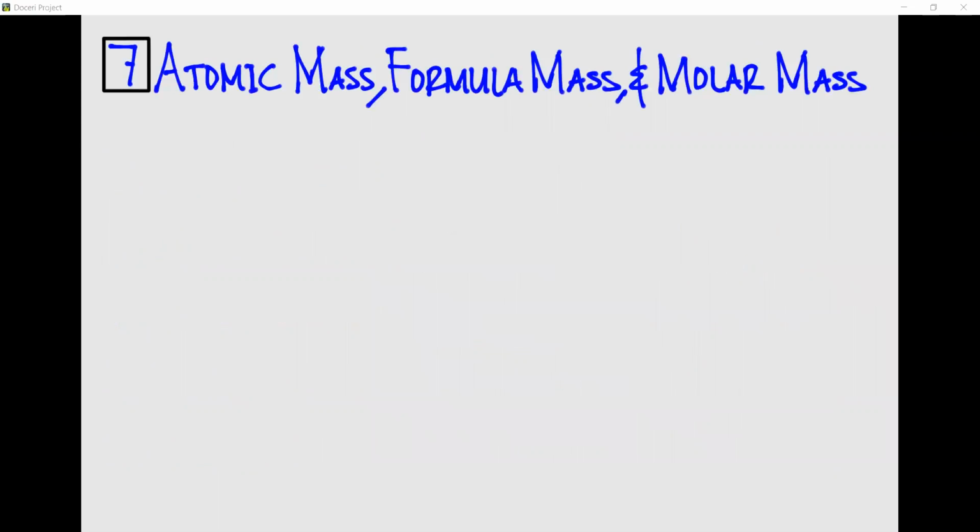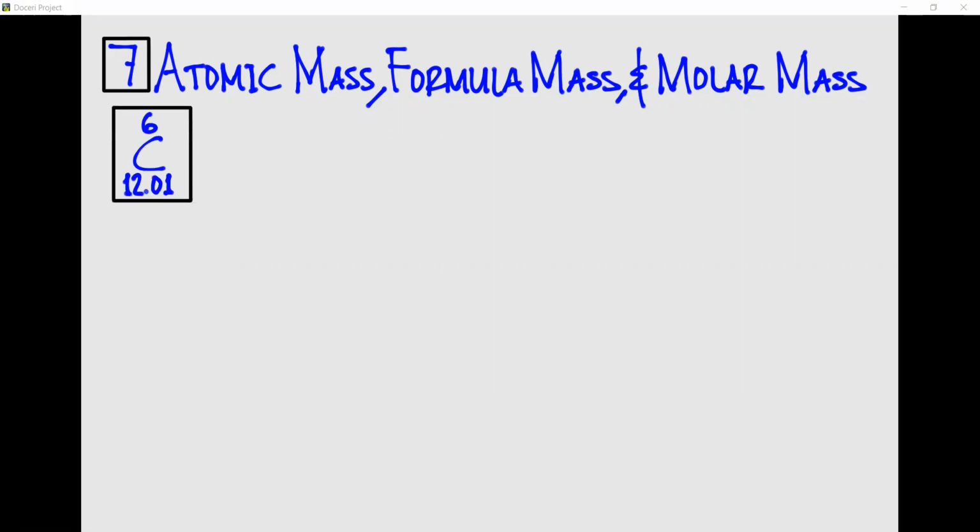All right. So now we're getting into the next chapter here, which is chapter 7. Okay, so we talked about atomic mass, formula mass, and molar mass. What's the difference between these types of masses?